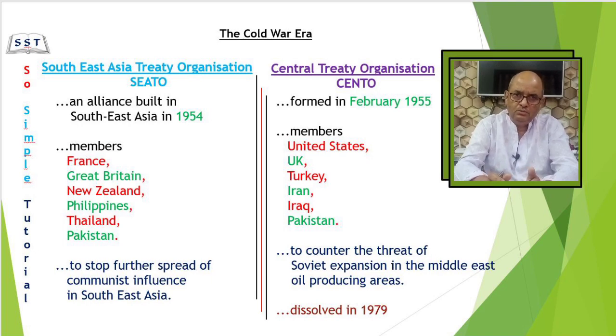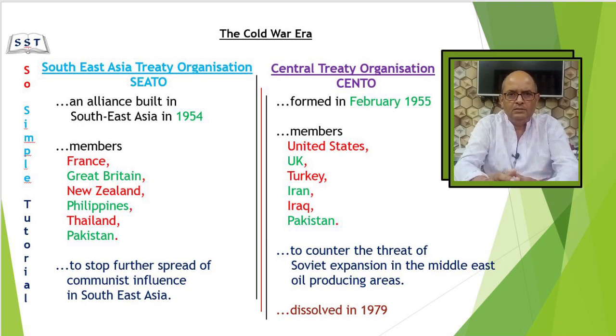Like the NATO, the United States built an alliance system in Southeast Asia in 1954 called SEATO, Southeast Asia Treaty Organization. It was formed with France, Great Britain, New Zealand, Philippines, Thailand and Pakistan. The objective was again the same, to stop further spread of communist influence in Southeast Asia.